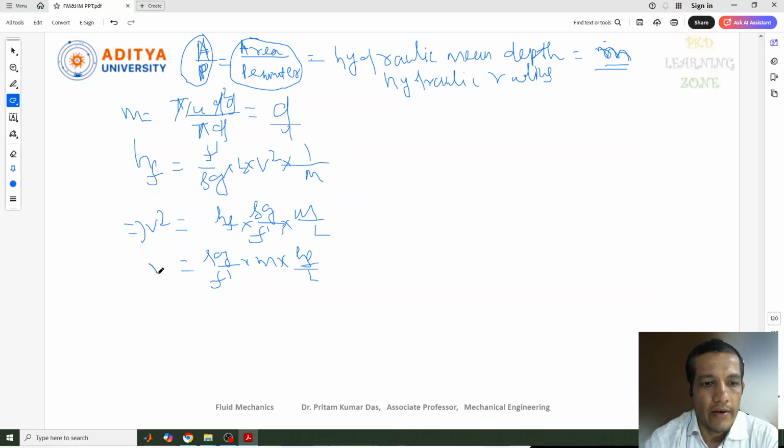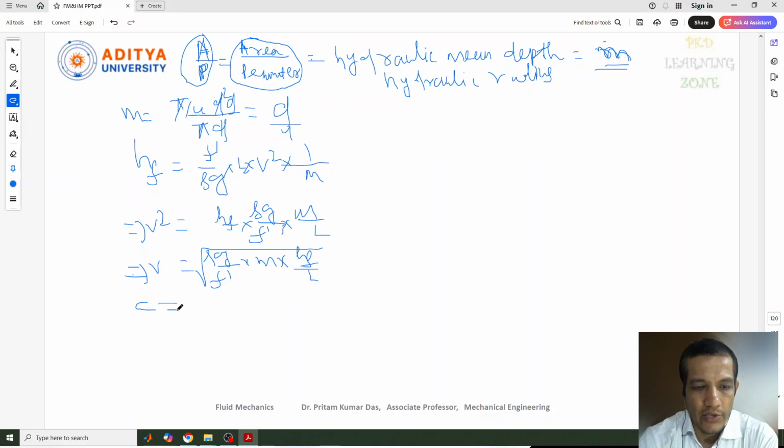Now if I take the root of v square, v equals root over of rho g by f dash into m into hf by L. Here I can keep rho g by f dash as a constant, so let us put the value of C equal to rho g by f dash. Another term is hf by L, which is the head loss per unit length, and we can write it as i.